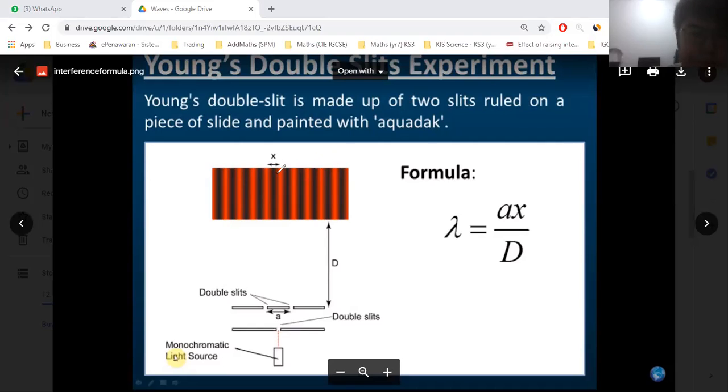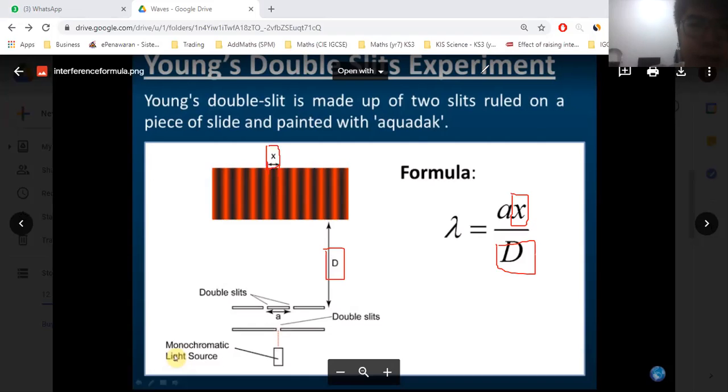All right, now you see x is the distance between the constructive interference and the next constructive interference, x. So this is the same as the formula just now. So x is the distance between the constructive and the next constructive. D, what is the D? The D is the distance from the source to the screen. This one.